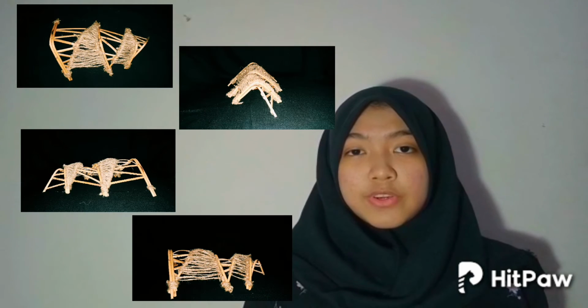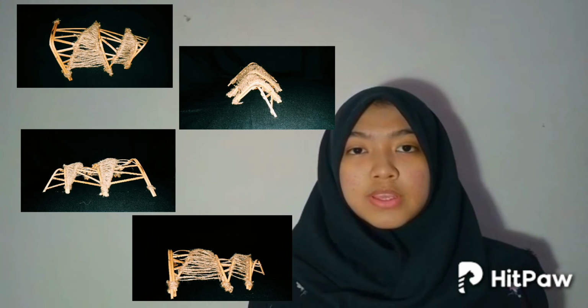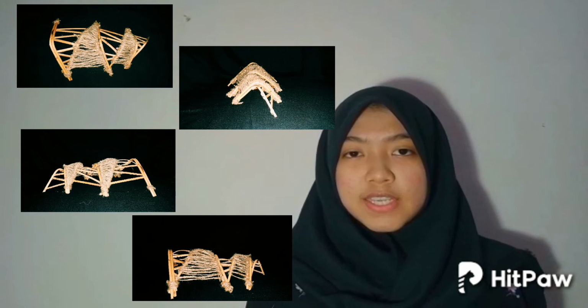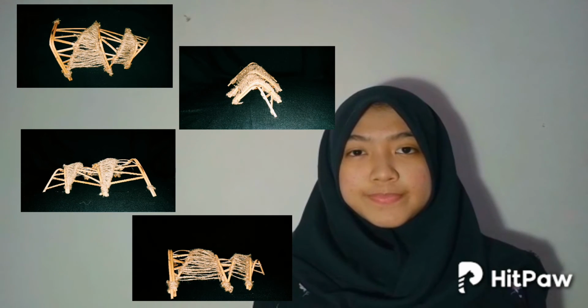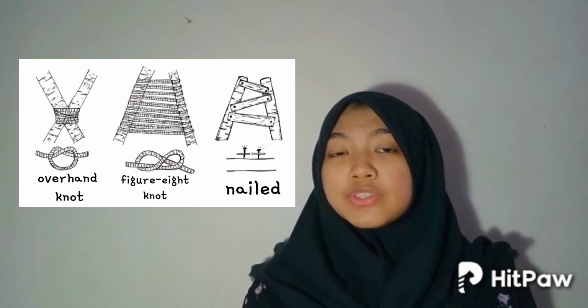These are the pictures of the final model. We can see from the top view, front view, left and right view. And for the connection, the composition was using two kinds of connections. The first one was using ropes and the second one was using nails.